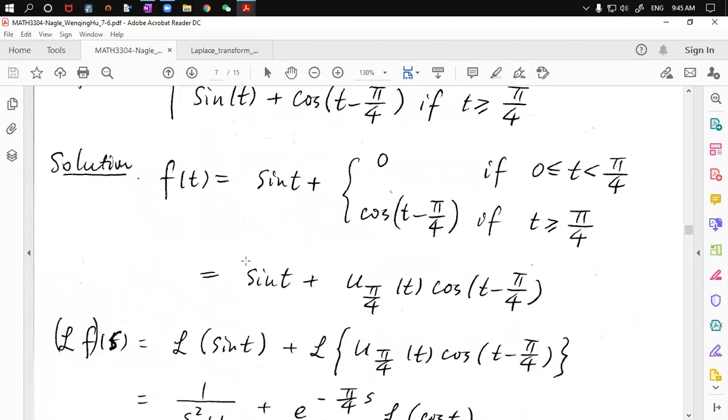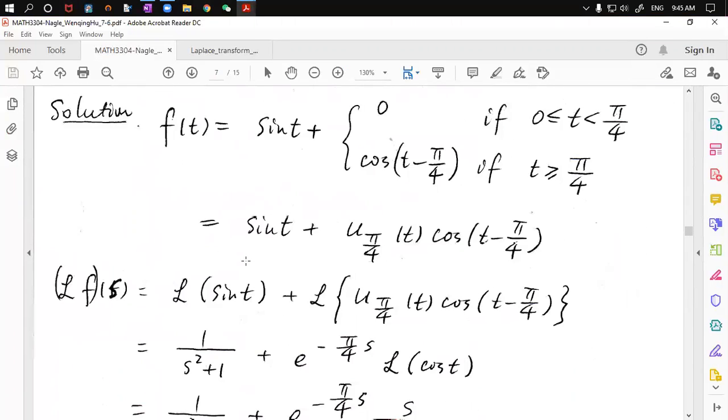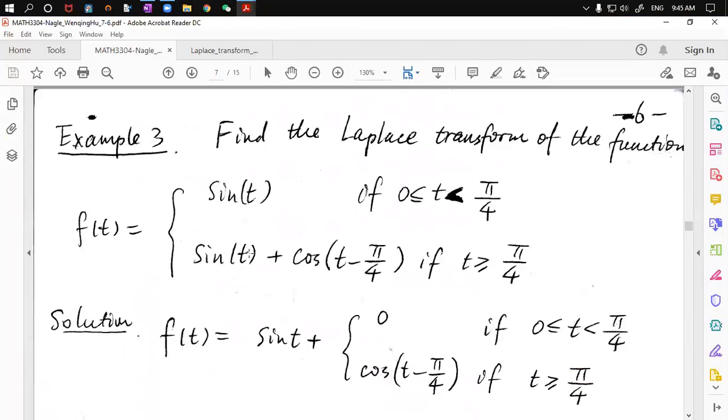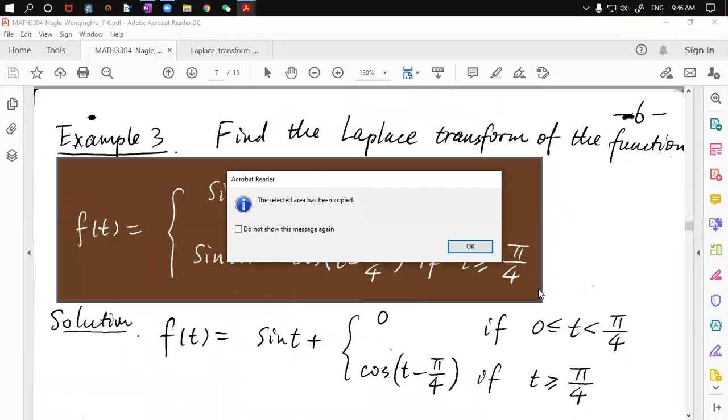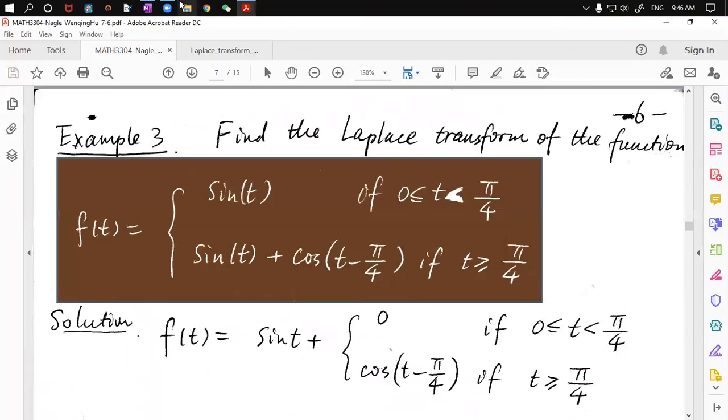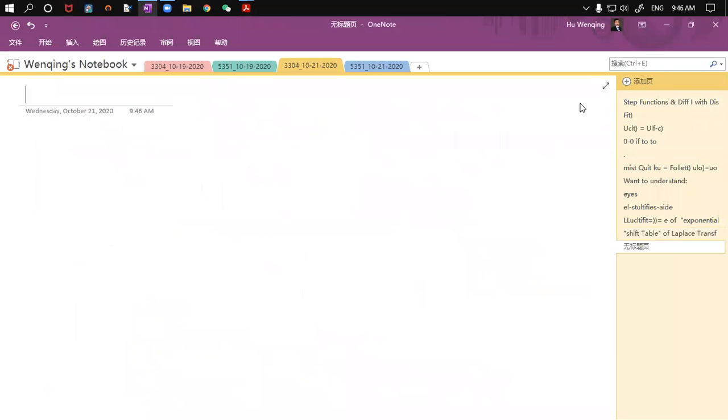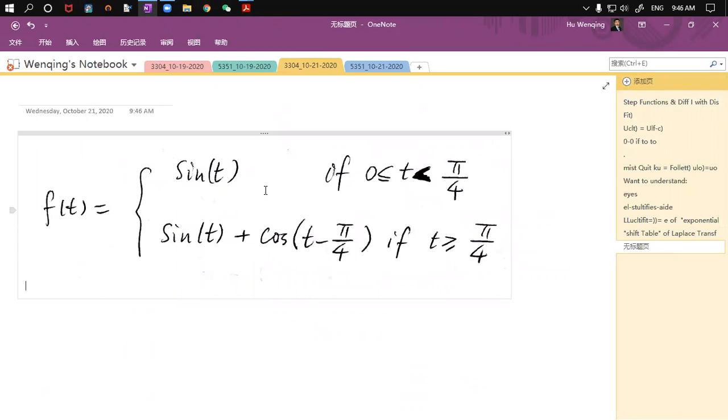So let us practice one exercise before we stop this section. Can you find the Laplace transform of this function? Small f of t is equal to sine t if you're between 0 and pi over 4, and sine t plus cosine of t minus pi over 4 if you're larger than pi over 4. This is a very important exercise that we should practice before we finish today's lecture.